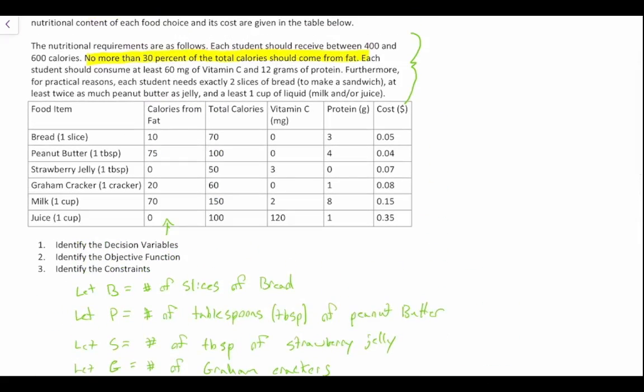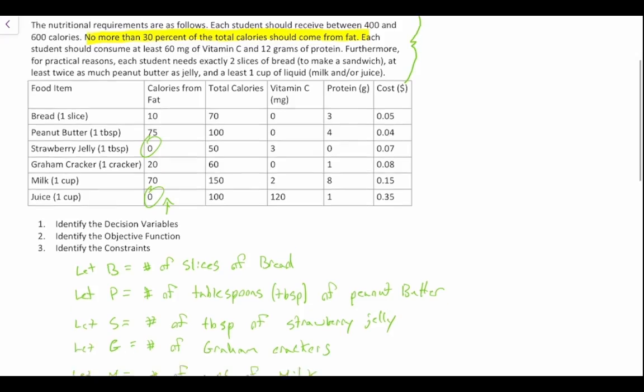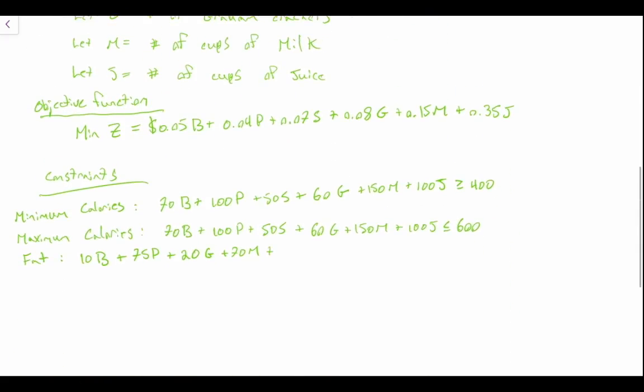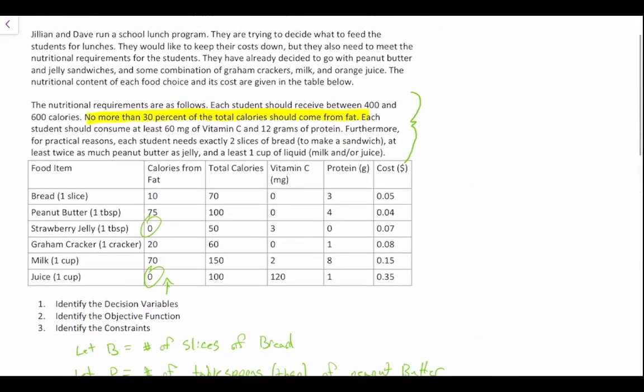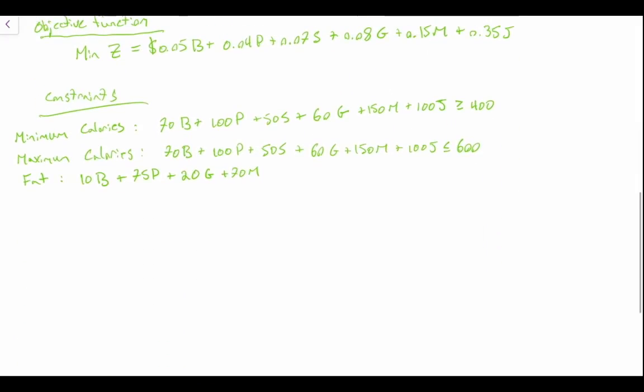Now, interestingly, we notice that there are no calories from fat in strawberry jelly and no calories from fat in juice. So we could write this as plus 0s plus 0j. But of course, because there's a 0 coefficient in front, these are just going to cancel out. So we won't write it down. And we're told that no more than 30% of the total calories consumed should be from fat. So we're saying that this should be less than or equal to 0.3 times the total number of calories consumed.